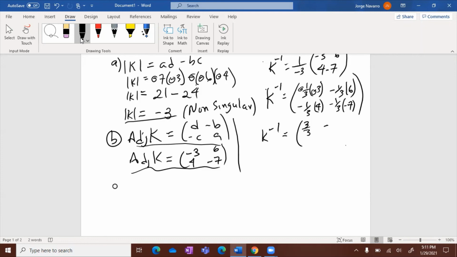Now, negative and negative become positive, so 3/3. Negative and a positive is a negative 6/3. Negative and a positive is a negative 4/3. And negative will make a positive 7/3. I can leave my answer there and it will be correct. Or I can cancel these two at the top, which would be 1 and negative 2, and the bottom will remain as negative 4/3 and 7/3. Either one would be the correct answer.